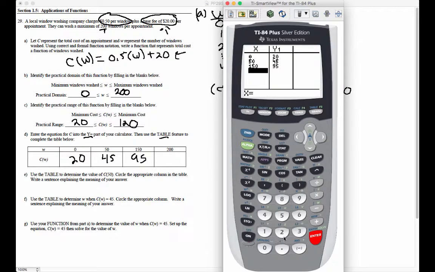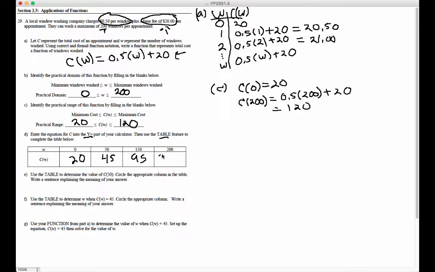And then we already did 200, but let's do it again just to make sure we get the same answer. And by Jove, we do. We get back $120, don't we? Okay, use the table to determine the value of C of 50. Circle the appropriate column in the table. Write a sentence explaining the meaning of your answer.